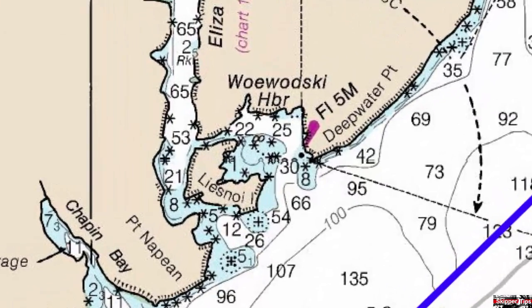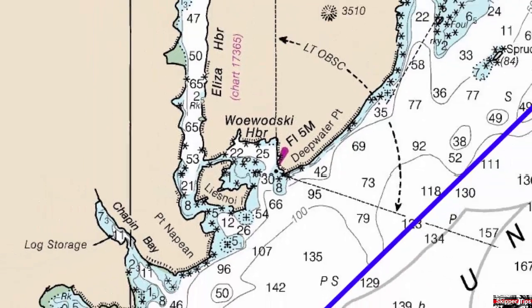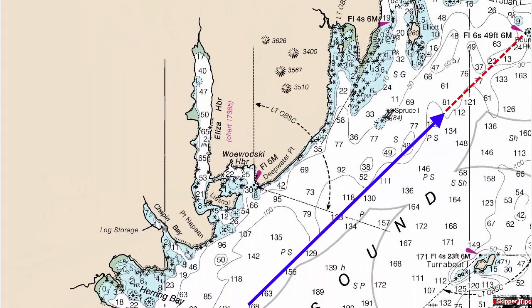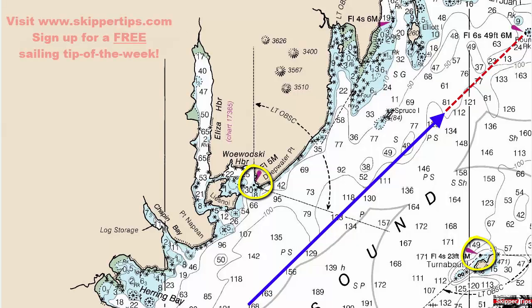Here you can see Wawatski Harbor to port. This might offer a harbor of refuge in an emergency. Look for over-the-shoulder bearings that you can use as beam checkpoints. Let's use Deepwater Point light to port and Turnabout Island light to starboard as we sail past to verify our position. Look for sounding contour lines with depths 100 feet or less. We have a 100-foot depth contour to port to verify our position and to help us maintain our track line.